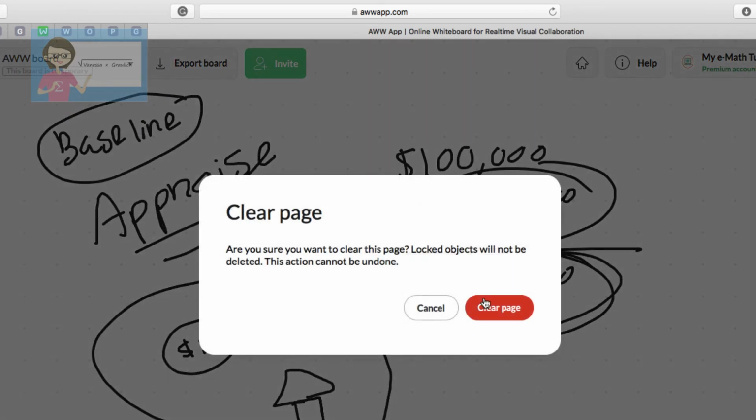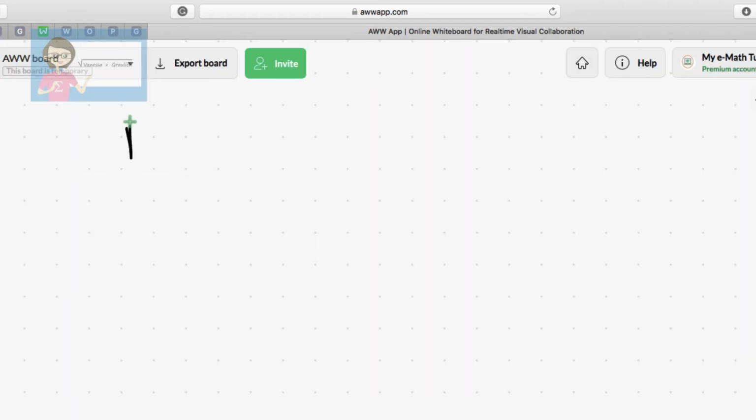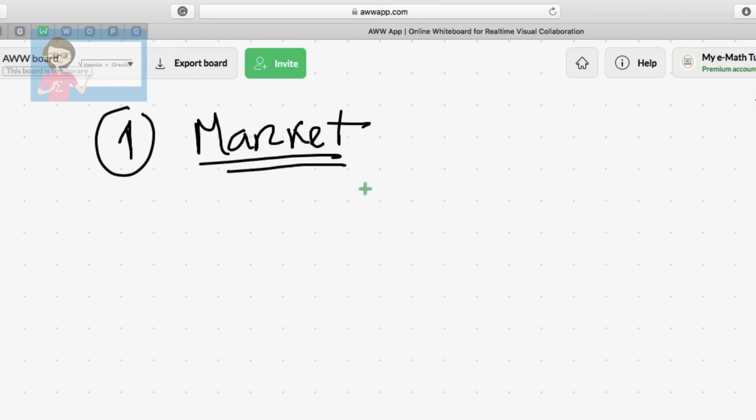Now, let's go by steps. So the first step is to identify the market. What is your market? What are the houses that are very nice around the neighborhood selling? So that's just going to give you basically where you're going to be able to sell it in the future.